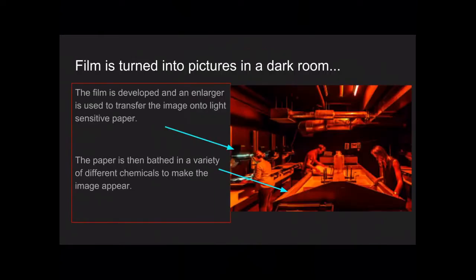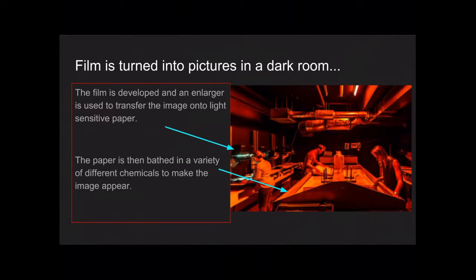Then the film had to be developed, and pictures were created in something called a darkroom. So the film would have to be put under something called an enlarger, and they used that to transfer the image onto light-sensitive paper. Then they had to take that paper and put it through a lot of chemical baths to make the image appear.